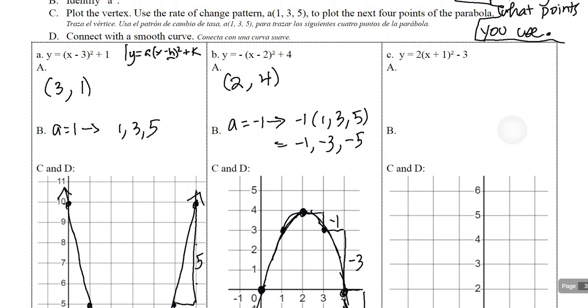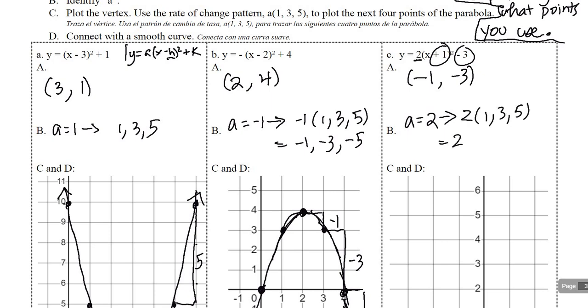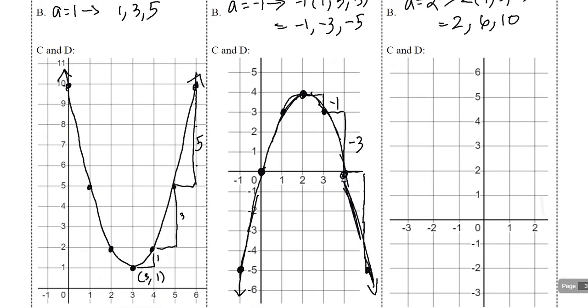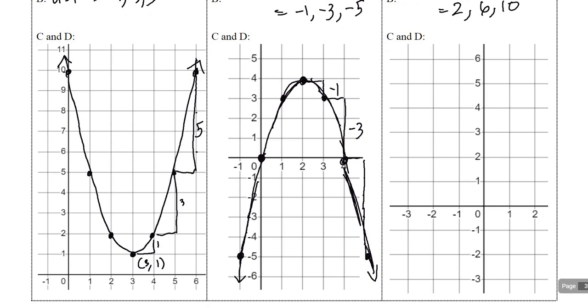Okay, I have h, k. H is negative 1. K is negative 3. A is 2, so my step pattern will be 2 times 1, 3, 5, which is 2, 6, 10. Start with the vertex at negative 1, negative 3. And now I'll use my step pattern. So I go over 1, up 2, over 1, up 6, 10.